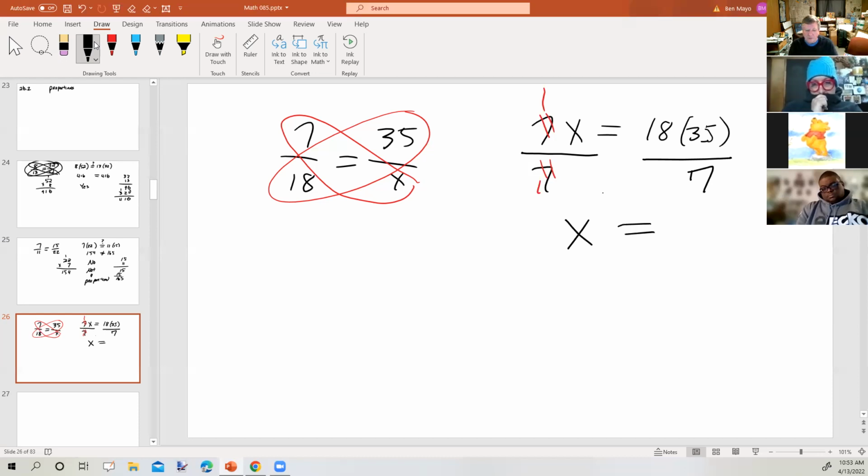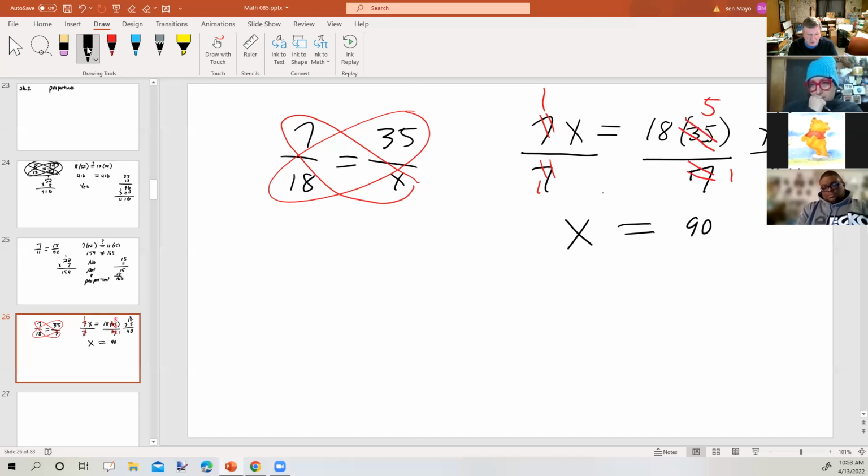Now, some of you might be thinking, why didn't I multiply the 18 times 35 to begin with? I could have, but I'm waiting till the end because, for instance, in this case, look what I can do. 35 over 7 reduces to 5 over 1. You see that? Any questions there? So now what have I got? I've got 18 times 5. 18 times 5 is what? 90, okay?